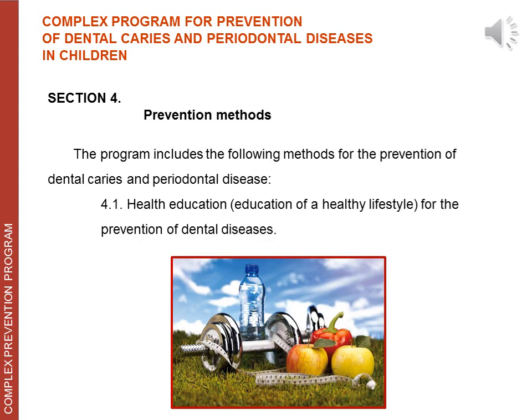Section 4 of the Complex Program for Prevention of Dental Caries and Periodontal Diseases in Children is Prevention Methods. The program includes the following methods for the prevention of dental caries and periodontal disease. The first one is health education of a healthy lifestyle for the prevention of dental diseases.